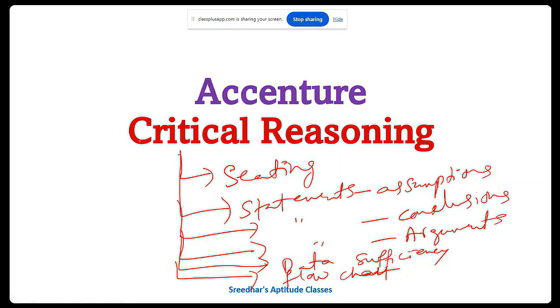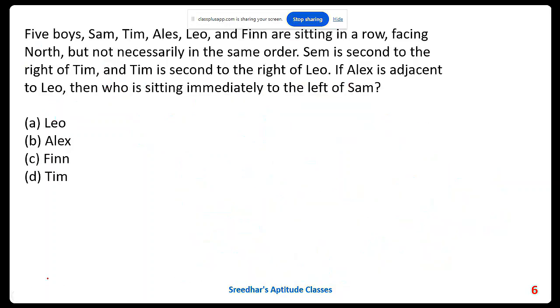Tomorrow we'll be discussing abstract reasoning. In the report session we'll be discussing abstract reasoning questions. Okay, right. So here is the first question. I'll give you 1 minute. You try, after that I'll explain. I hope you all have pen and paper with you.